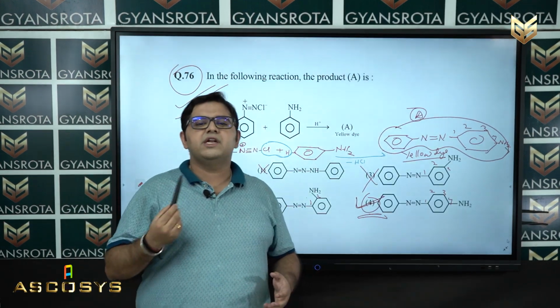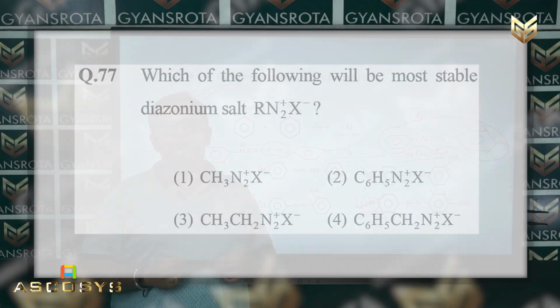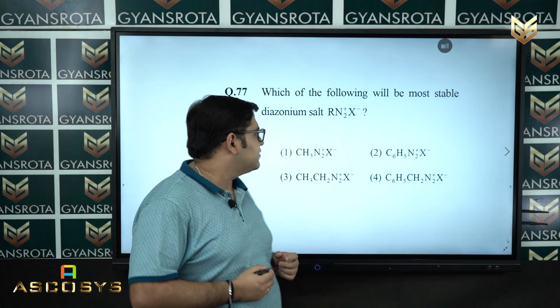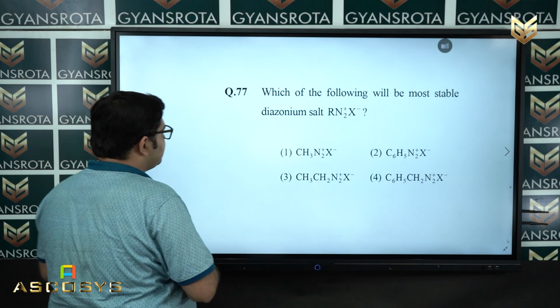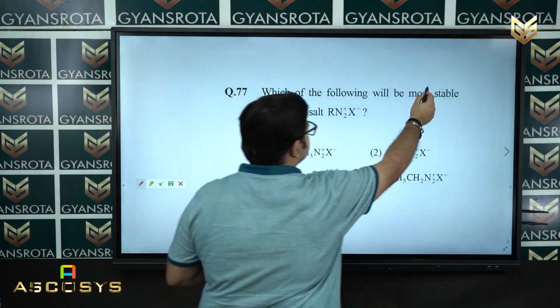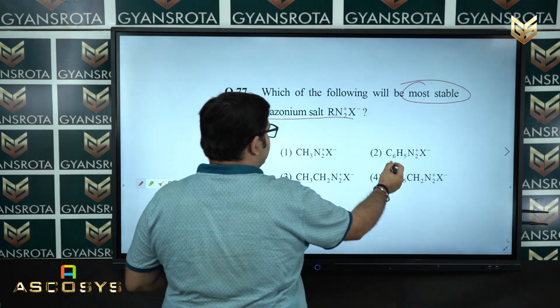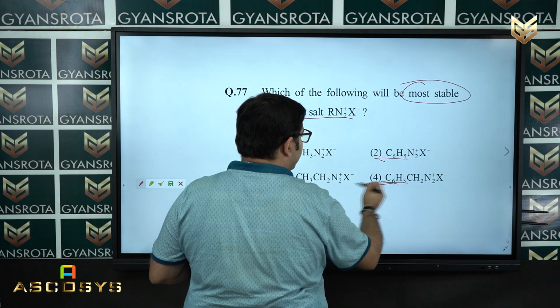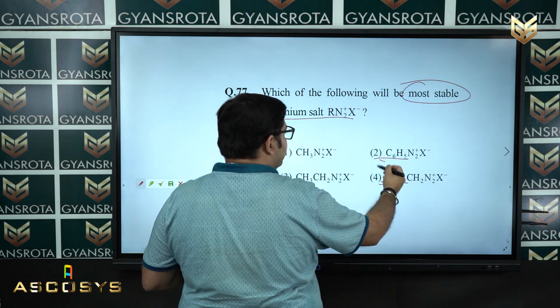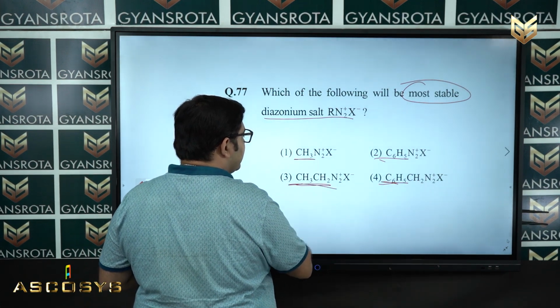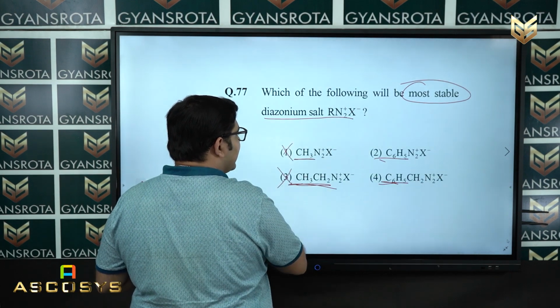So now we are moving to the next question, question number 77. Question number 77 is on your screen. Which of the following will be the most stable diazonium salt? So now we are moving to the solution part. In these questions, they ask which one is the most stable diazonium salt. Now if you see in this one, like here and here, a benzene ring will be there, and in a benzene ring we know all resonance will take place, but in this case no benzene ring is there. So these two are not the correct answer.